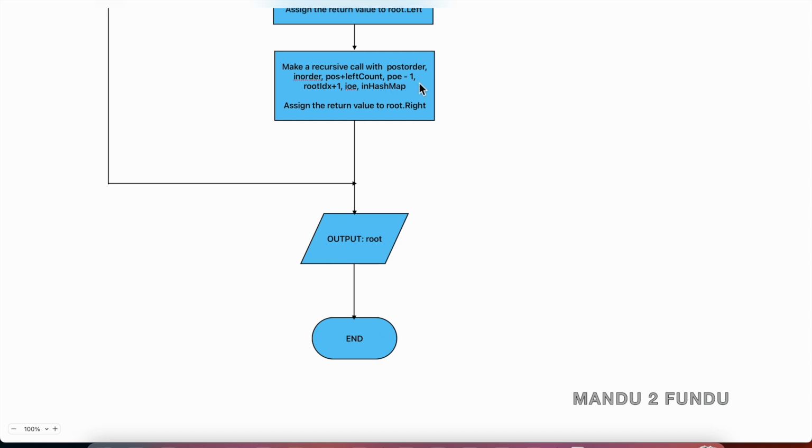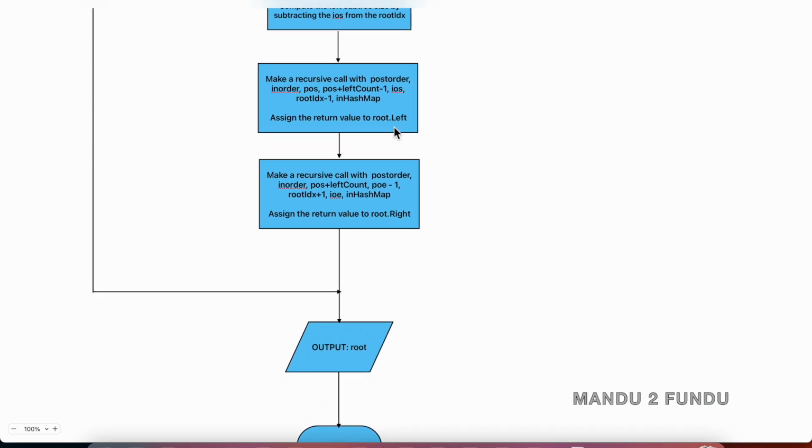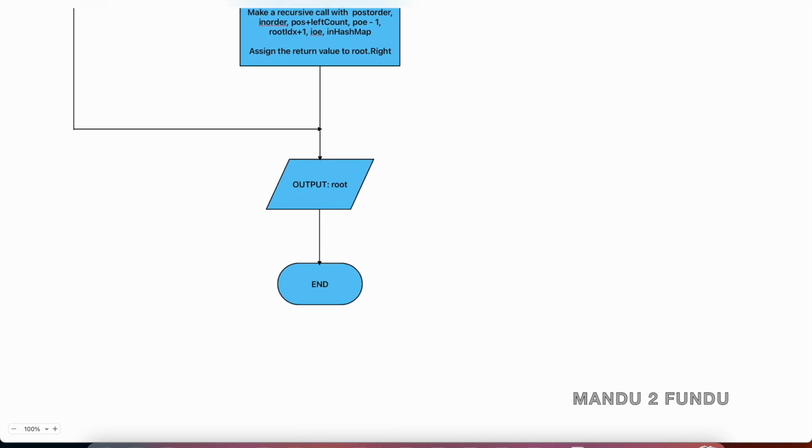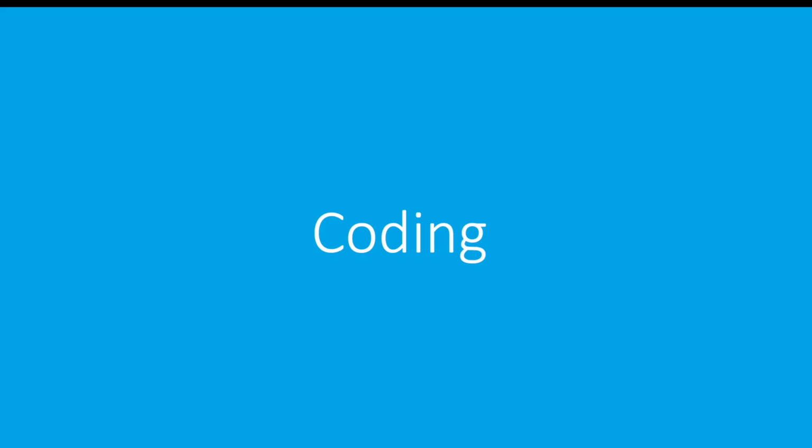That root will be assigned to root dot right to make it the right child. So we keep calling this recursively until all the nodes are processed. Finally we return the root node. Let's move on to coding.